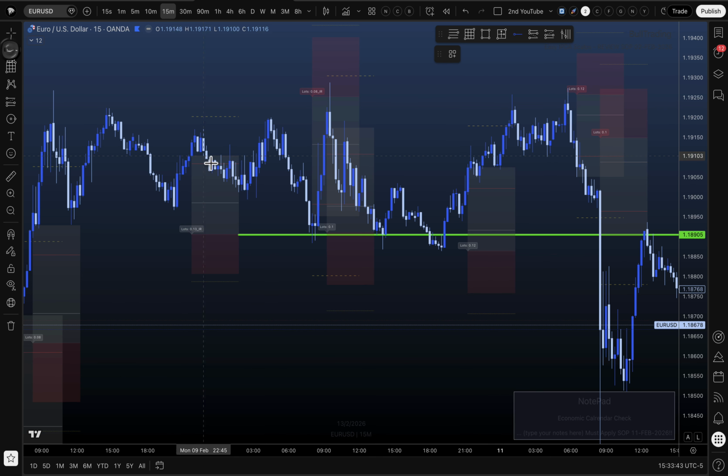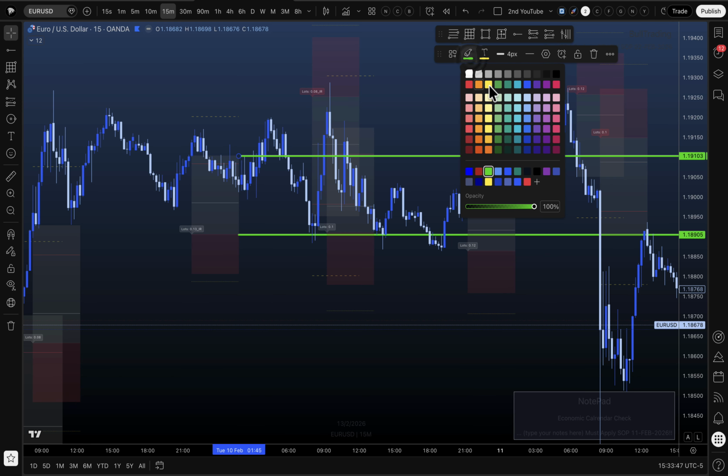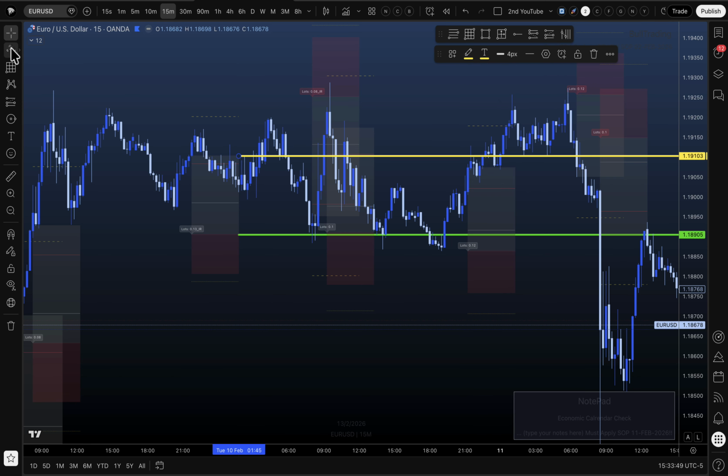Now, I will represent the top of the box as our target take profit, and the bottom of the box as a stop loss with, let's say, fuchsia. Okay, these are the three basic levels you need for a buy limit order.